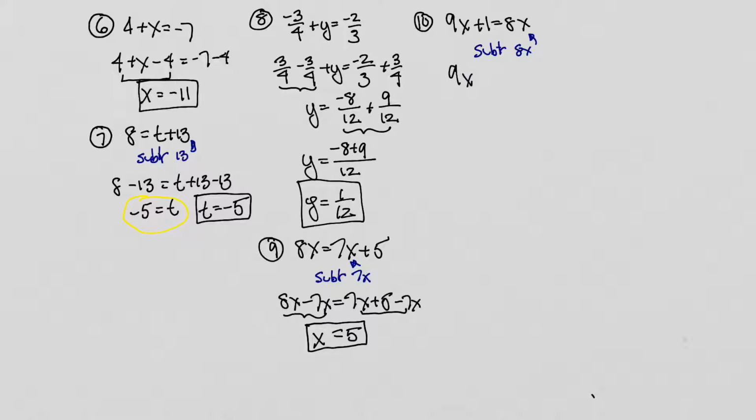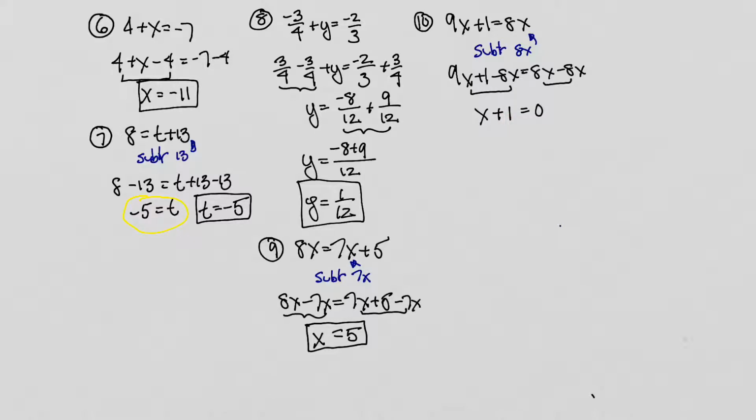It will look like this. We'll have 9x plus 1, now subtract the 8x, equals 8x minus 8x. Over here, 9x's minus 8x's is just 1x, and then we have the plus 1, equals 8x minus 8x is 0. And now I can solve this equation just by doing what? Right here, I've got my variable plus 1. Undo the addition with the subtraction.